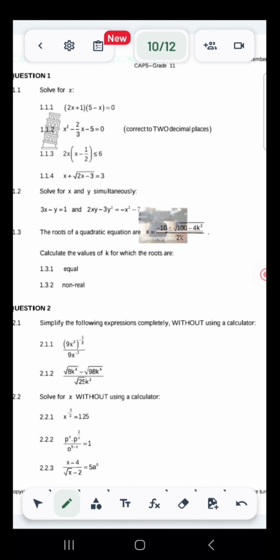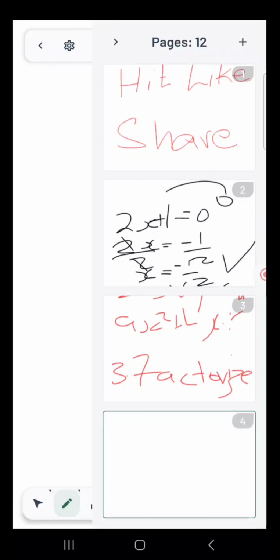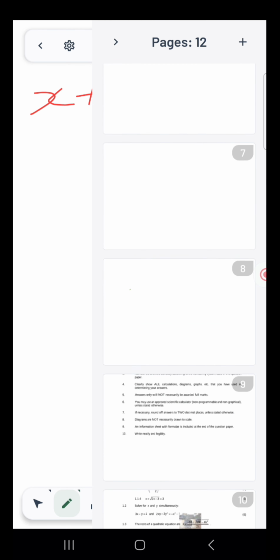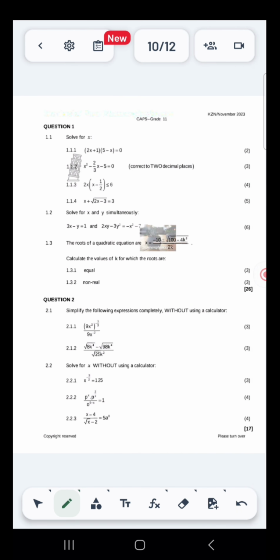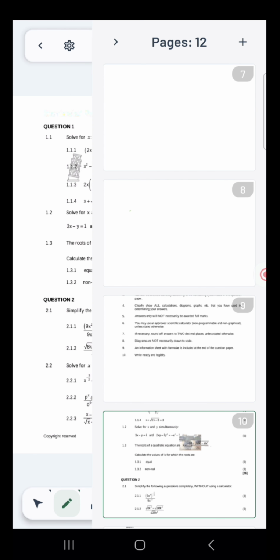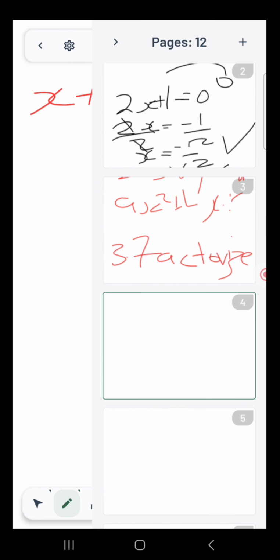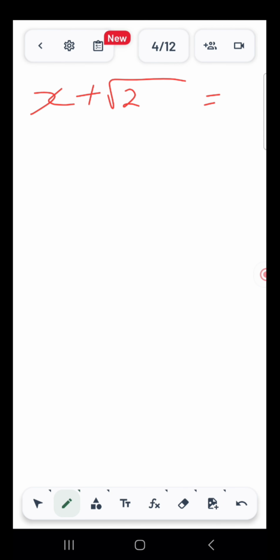1.1.4 is interesting. These are surds. So it's x plus the square root of something equals something. According to the question paper, we say x plus the square root of 2x minus 3 equals 3. So it's the square root of 2x minus 3, and that equals 3.